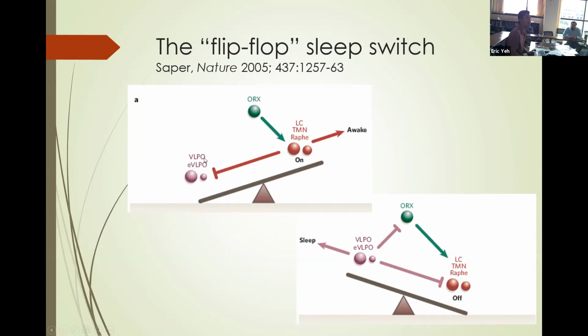Right, so VLPO is the ventral lateral preoptic area, and then you have the LC. You have TMN, you have raphe, and you have the orexin, which kind of turns on and gives you the awake part. And then the VLPO kind of sends out signals telling everybody to stop. When that happens, you go to sleep. The flip-flop switch: the body is trying to find the balance of that flip-flop. You are either asleep or awake. That middle ground is where the body does not want to go.